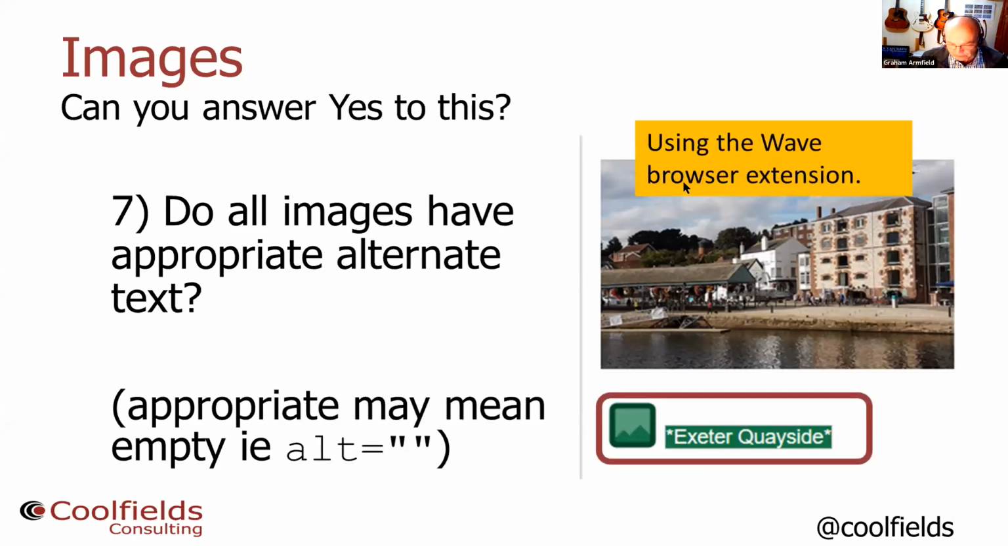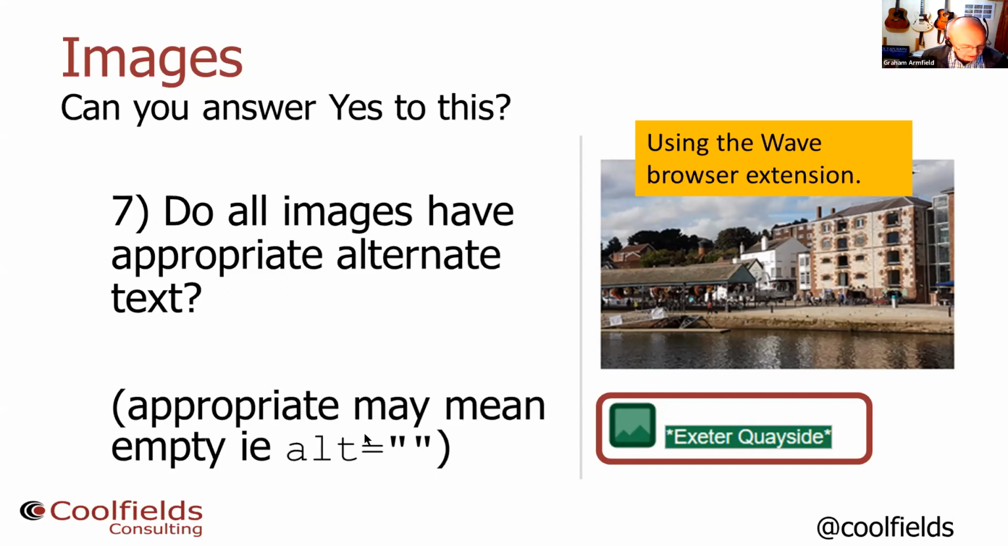This is another from a WordPress site. Here I'm using the Wave browser extension, and I'll show you a link on where you can get that from. And it shows me what the alternate text is for all the images on the page. Here, Exeter Quayside. Once again, Exeter is a city in Devon in southwest England. I've got a green icon here because it's saying, yeah, you've got alternate text set. That's great. You get a red icon if it's not set properly.